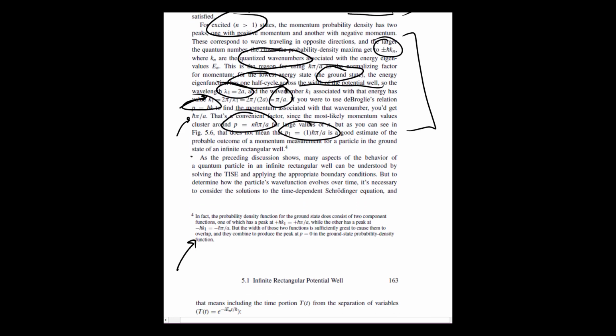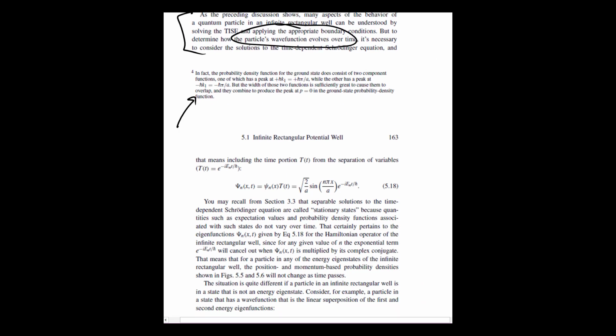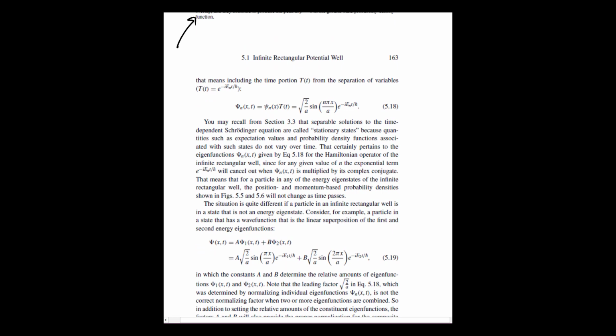Okay, the final bit for us to talk about is how the particle's wave function evolves over time in an infinite potential well. To do that, we have to look not at the time-independent Schrödinger equation, but at the time-dependent version, and that's shown here. As you can see, we've put back together the space and time dependence, the two functions psi sub n and T of t, so the solutions now look like this. Back in section 3.3, we called these stationary states, that is, the solutions to the time-dependent Schrödinger equation, not because the wave function wasn't changing, but because expectation values and probability density functions do not vary over time.